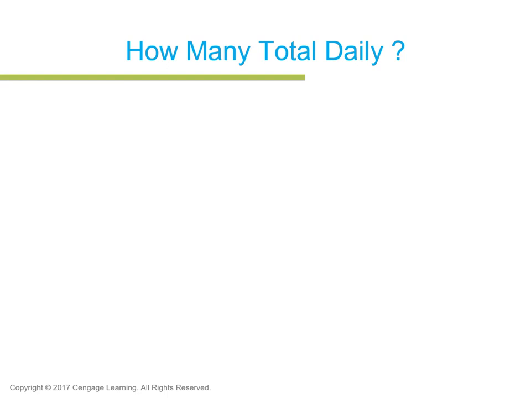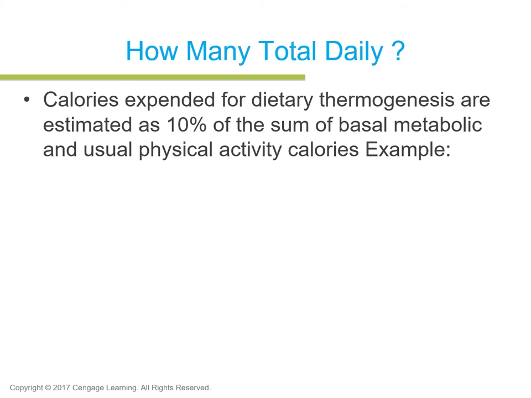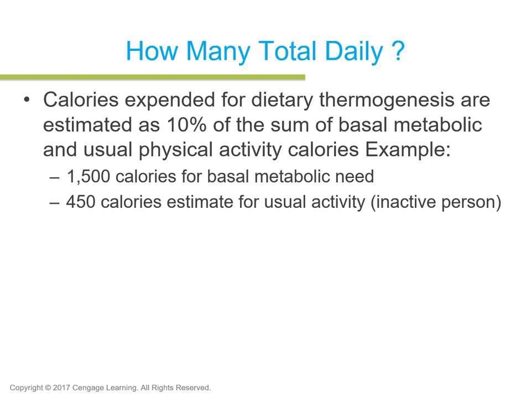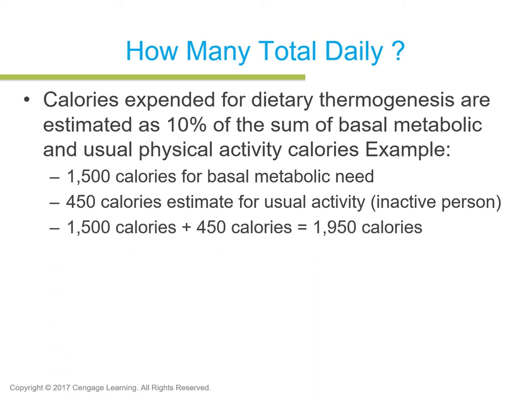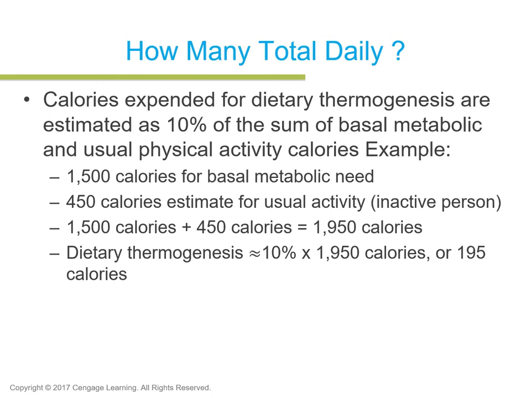How many total calories daily? Now, calories expended for dietary thermogenesis, or the thermic effect of food, are estimated at 10% of the sum of basal metabolic and usual physical activity calories. Here's an example. So 1,500 calories needed for basal metabolic need, and I mentioned before 450 calories is the estimate for an inactive person if we do the 30%. And then 1,500 calories plus 450 equals 1,950 calories. Dietary thermogenesis is about 10%. So some of you can do this in your head. 10% of 1,950 is 195 calories that would be required for the dietary thermogenesis of food.